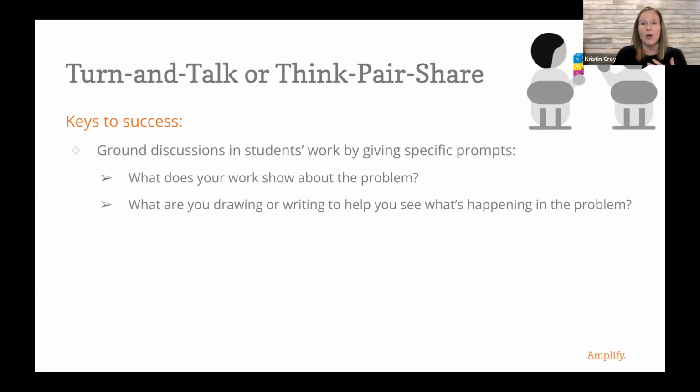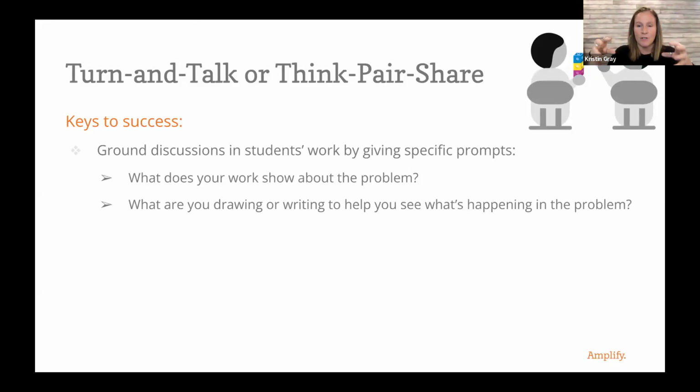For example, if we go back to the very first problem that we launched with today, I might ask you, what does your work show about the problem? And those of you who were multiplying, you would have to explain how, for example, that distributive property, if I had 6 times 5, 6 times 1/4 or 25 hundredths, where do you see that in the problem?